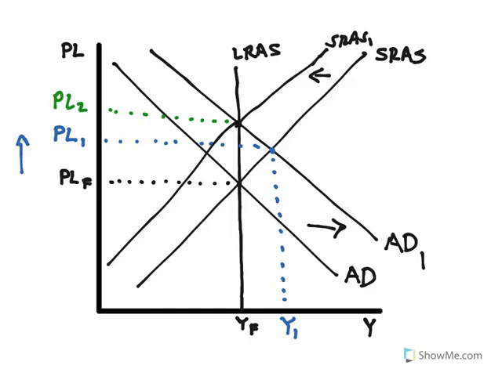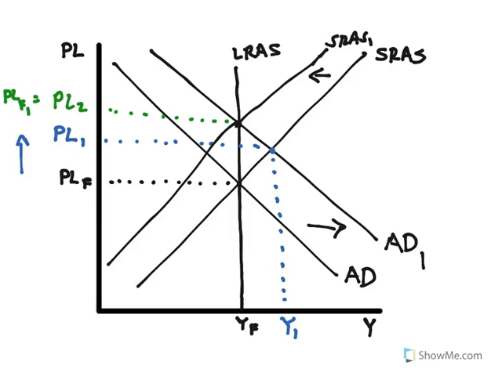So the net effect of this whole long-run adjustment is that the price level is significantly higher than it was originally at PLF. This is PL2. We could also think of this as PLF1, if you want to think of it that way. The full employment price level has increased from one long run to another, but YF hasn't changed. In fact, no matter how you do this, YF is never going to change.